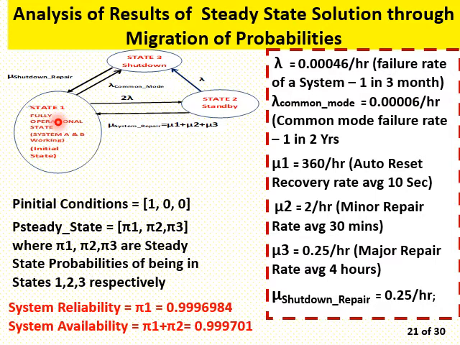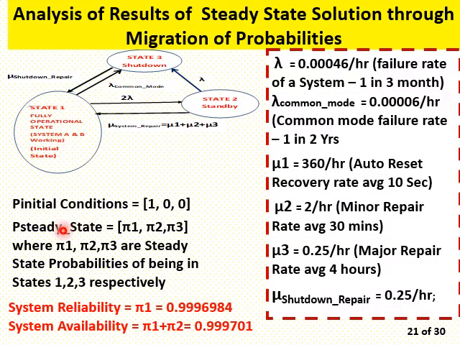So in that way, based on the data you have, the failure rates and the recovery rates, the probabilities will change from state to state. Eventually, it will come to steady state, that is pi 1, pi 2, pi 3, where the probabilities don't change. The probabilities assume a stationary distribution.